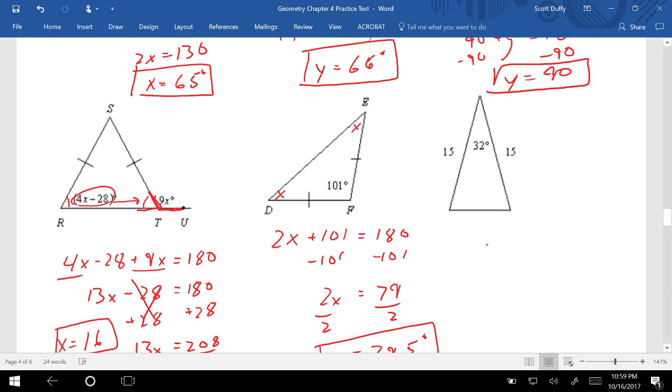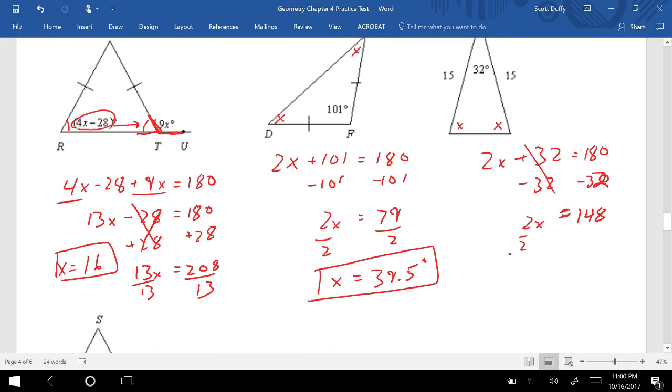Same thing here. If these two sides are equal, then these two angles are going to be equal. We'll call them x both. This is done the exact same way. 2x's plus 32 equals 180. Subtract 32. 2x's equals 148. Divide by 2. And you get x equals 74 degrees.